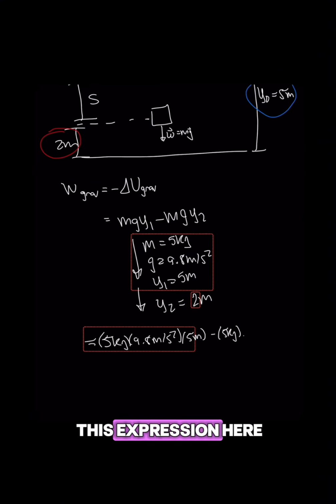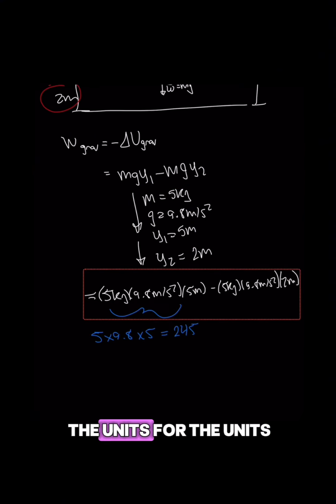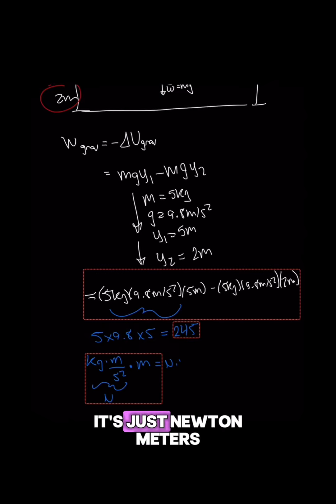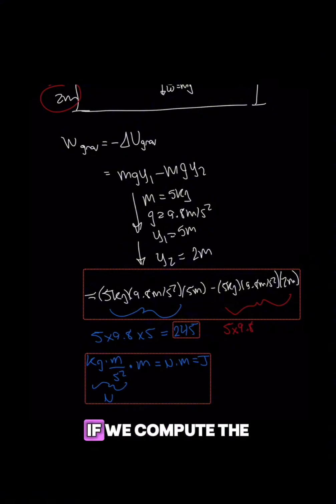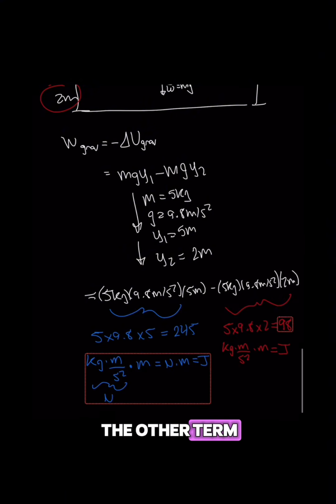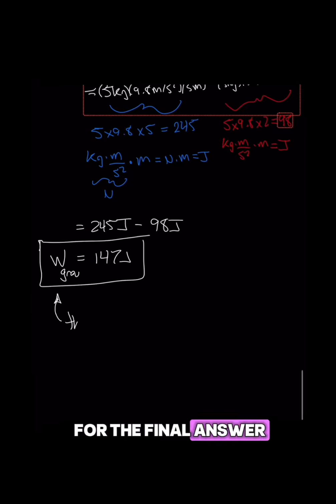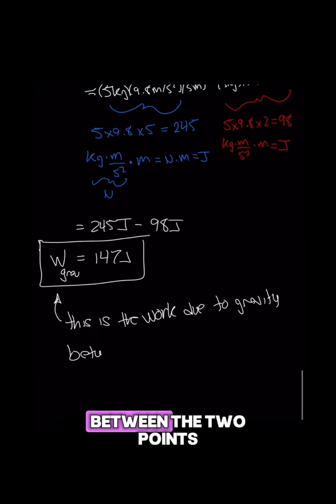To do that, we get this expression here, and then we can compute the amplitudes in the units. For the units, kilograms times meters per second squared, that's a Newton, so it's just Newton meters, which is equal to joules. If we compute the amplitudes in units for the other term, and we plug them both in, we do a simple subtraction, and we get this for the final answer. So this is the work due to gravity between the 2 points.